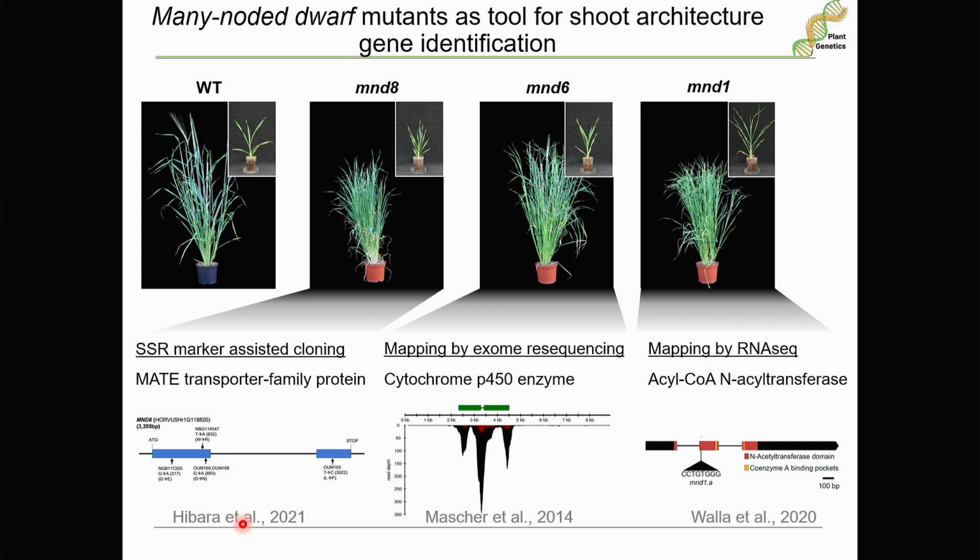These genes have been cloned with different techniques, for example, with marker-assisted cloning for MND8. This locus encodes a MATE transporter family protein. The very first MND gene that has been characterized was found using reduced representation sequencing techniques, so exome sequencing, and it encodes the cytochrome P450 enzyme. And we recently found the gene underlying the MND1 locus, and I want to introduce you to these results briefly.